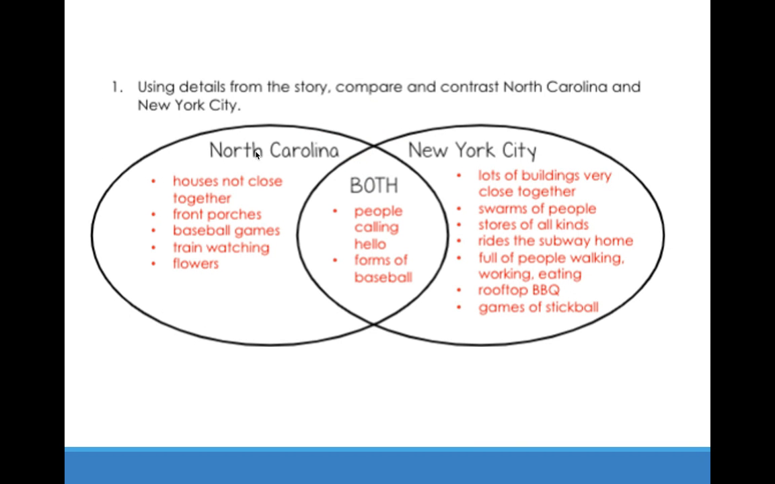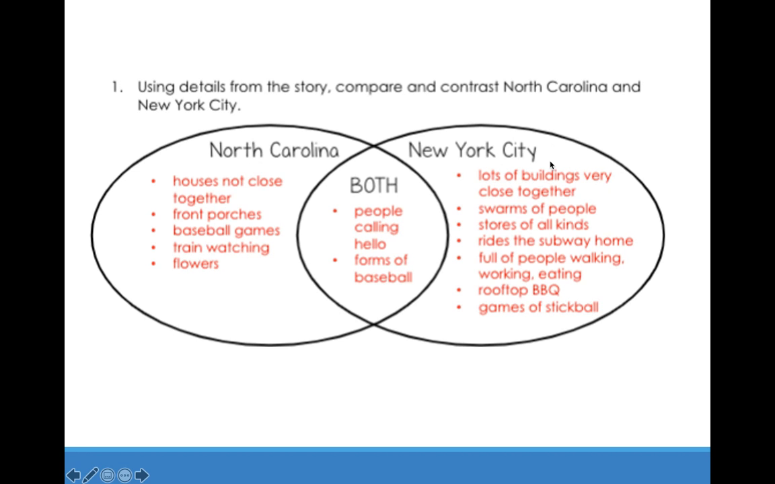All right, so this is your answer key for yesterday. Using details from the story, compare and contrast North Carolina and New York City. So both places had people saying hello. They had people saying hello from their front porches, and then in New York, they had people saying hello from their front steps. And in both places, they had forms of baseball. The difference is, in North Carolina, there were houses that weren't close together. They had front porches, they had baseball games, they had train watching, and flowers.